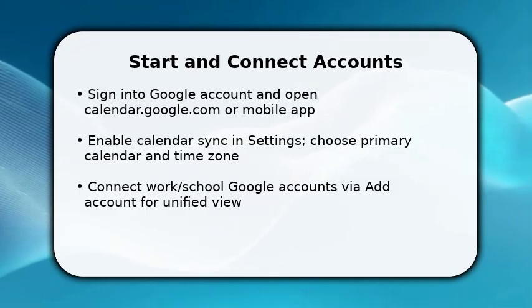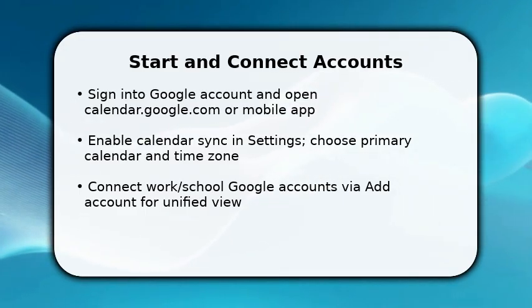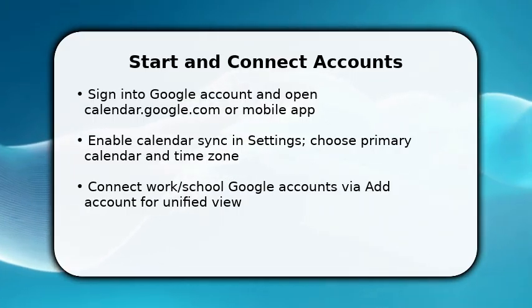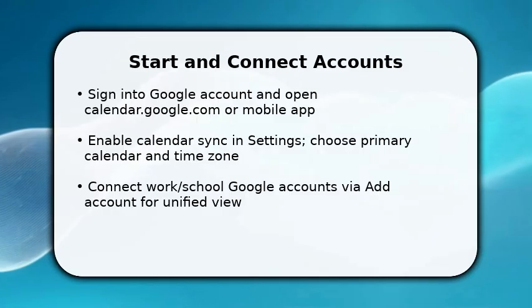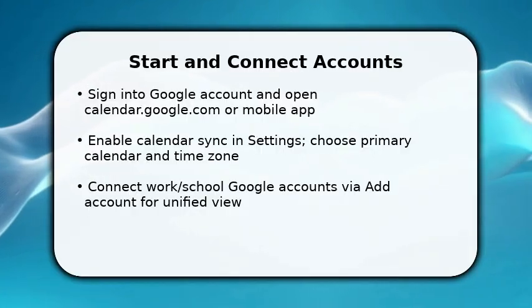You start by signing into your Google account and opening Google Calendar. Make sure you're in the correct time zone so events land at the right time. Once signed in, enable Calendar Sync in Settings and pick your primary calendar to avoid duplicate entries. If you use work or school accounts, add them now through Add Account so you get a unified view. This prevents missed events and makes sharing consistent across devices and domains.